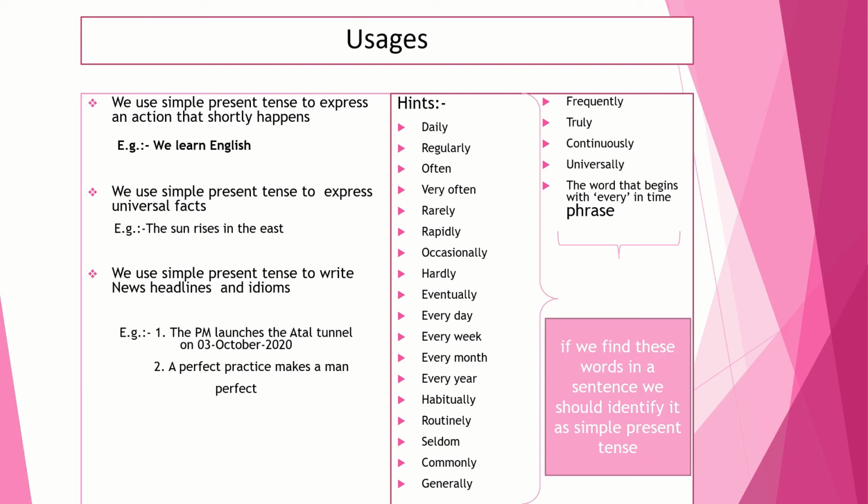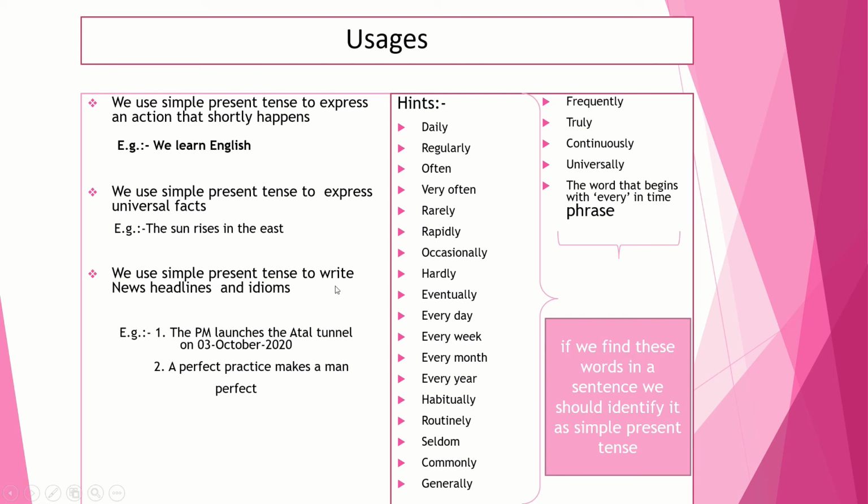నెక్స్ట్ యూసేజ్ ఇస్ వి యూజ్ సింపుల్ ప్రజెంట్ టెన్స్ టు ఎక్స్‌ప్రెస్ యూనివర్సల్ ఫ్యాక్ట్స్. వాట్ ఈస్ దట్? యూనివర్సల్ ఫ్యాక్ట్స్, నిత్య సత్యాలను చెప్పడానికి సింపుల్ ప్రజెంట్ టెన్స్‌ని యూజ్ చేస్తాం. ఎగ్జాంపుల్, ద సన్ రైజెస్ ఇన్ ద ఈస్ట్. సూర్యుడు తూర్పునే ఉదయిస్తాడు. ద సన్ ఓన్లీ రైజెస్ ఇన్ ద ఈస్ట్. ఇది ఒక ఫ్యాక్ట్. So there is no change in it. Okay, these universal facts can be expressed in simple present tense only.